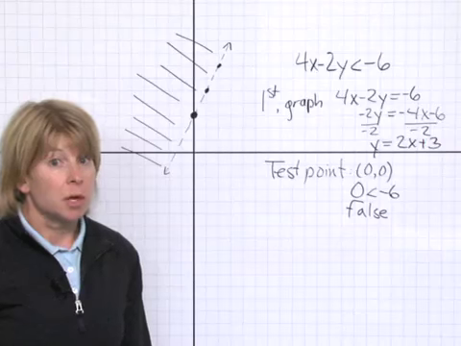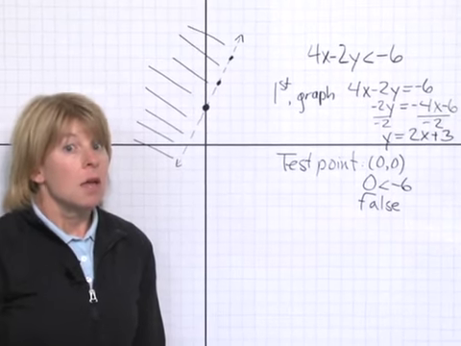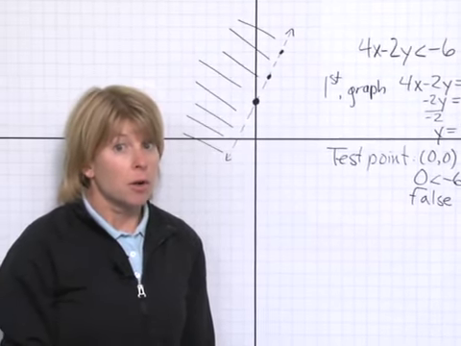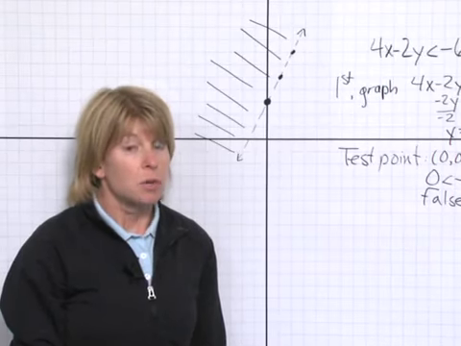Now remember the helpful hint when graphing linear inequalities. If you have a less than or greater than symbol in your inequality, you'll graph the boundary line using a dashed line.